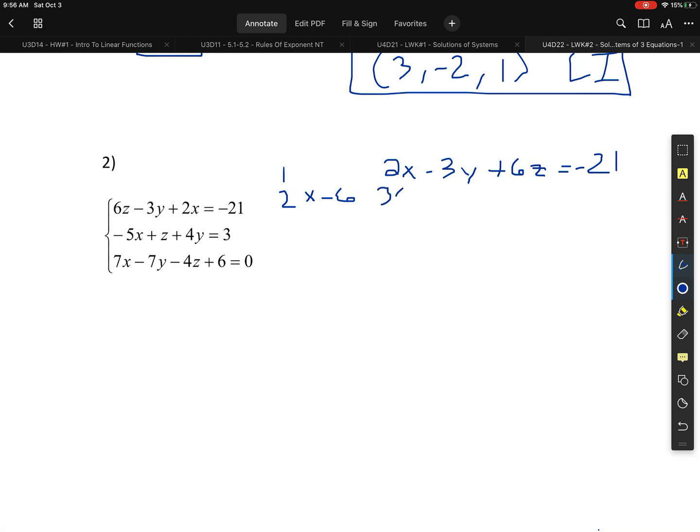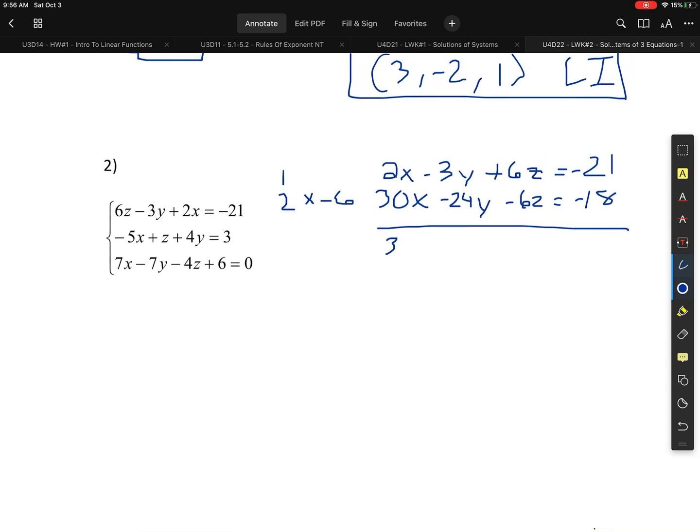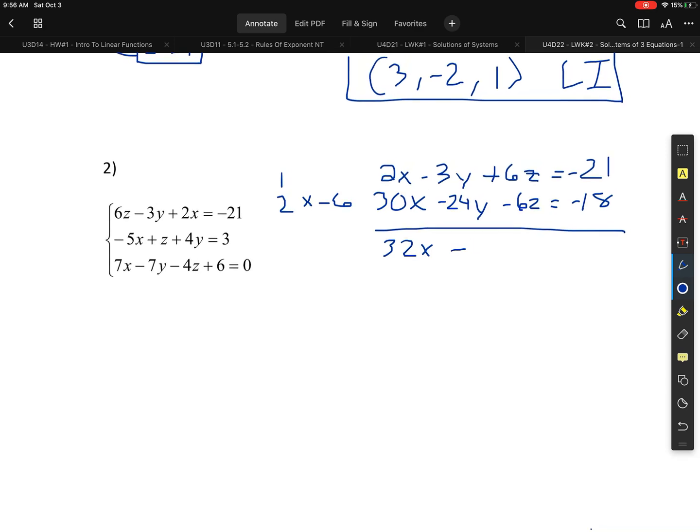Then I have 30x minus 24y minus 6z equals negative 18. So I work my way down. 32x minus 27y.